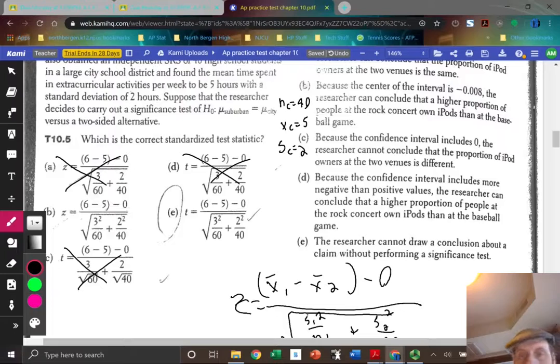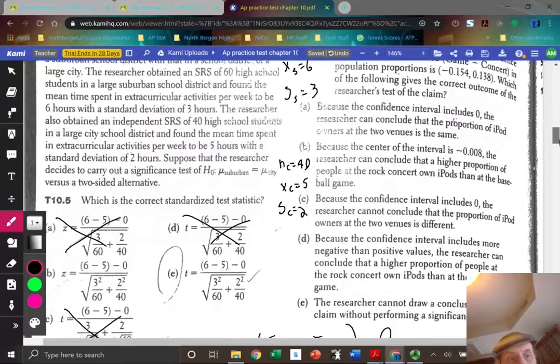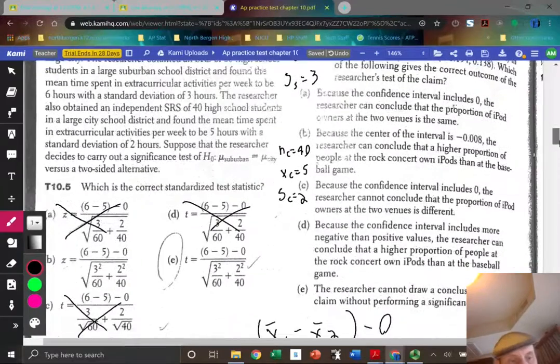So it's going to be right here. First sample standard deviation we have is 3 squared over our N value, which is 60, check, plus right here, it looks like we have 2 squared over our other N value, which is 40, check, okay? So why is this one better? There must be something about this one that's not like this one.